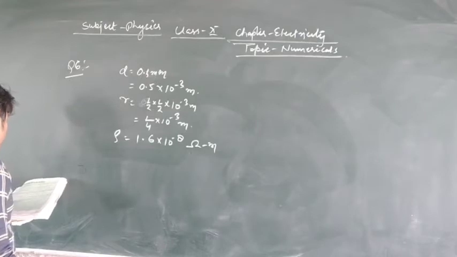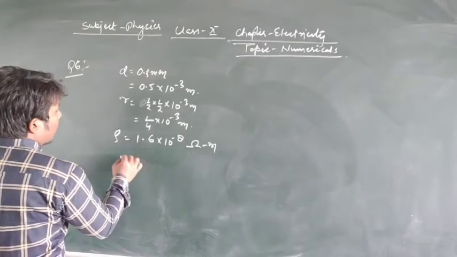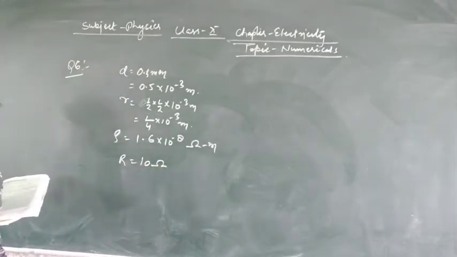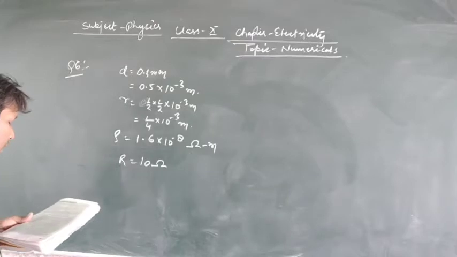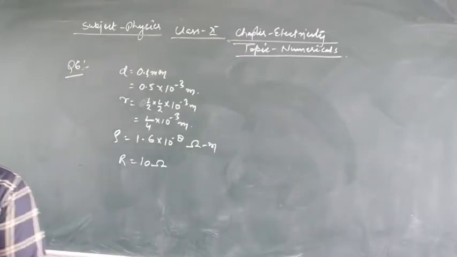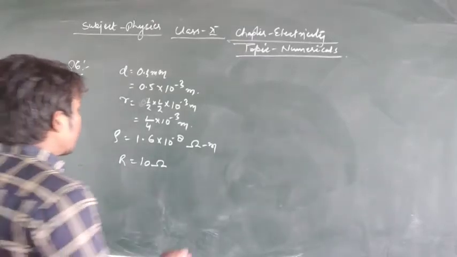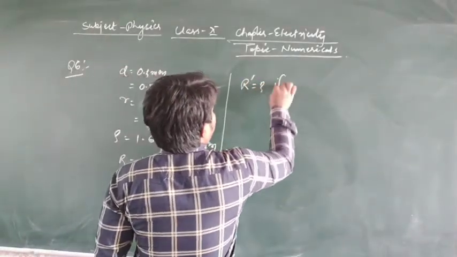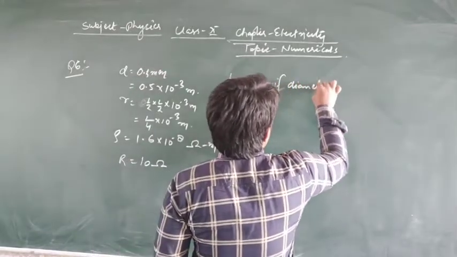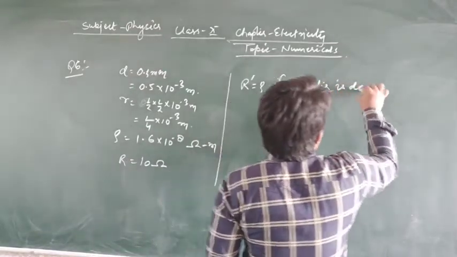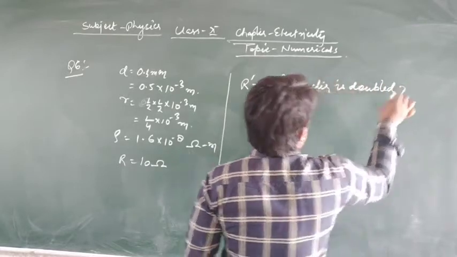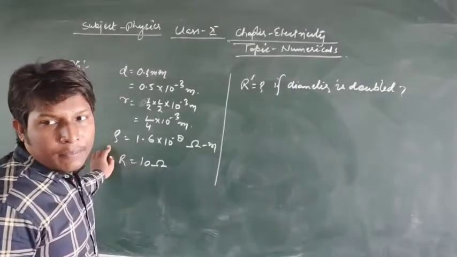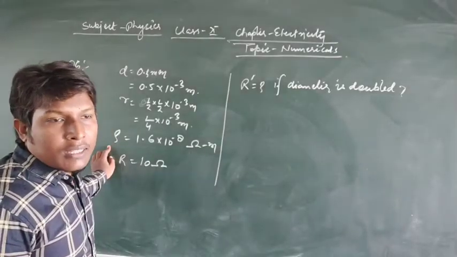What will be the length of the wire to make resistance 10 ohm? Resistance is given as 10 ohm. How much does the resistance change if the diameter is doubled? If the diameter is doubled, you have to calculate R dash. So here, let's first calculate the length.